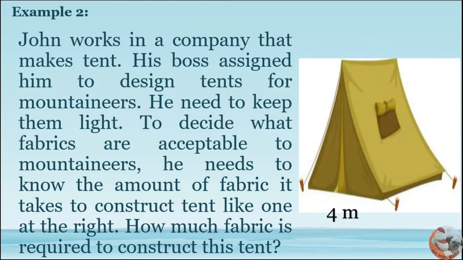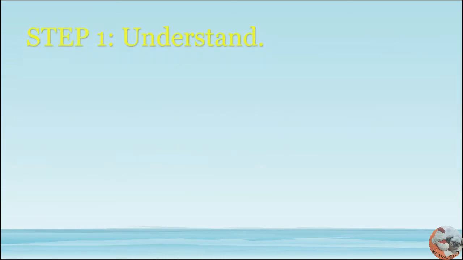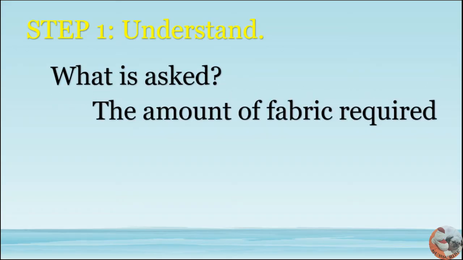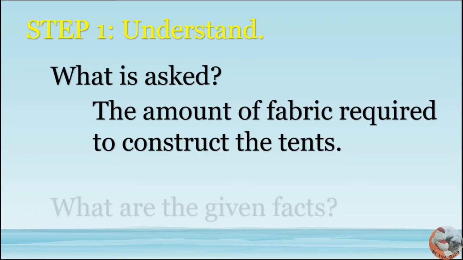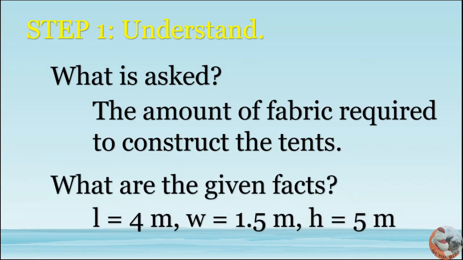The length is 4 meters. The height is 3 meters. And the width is 1.5 meters. Step 1. Understand. What is asked? The amount of fabric required to construct the tent. What are the given facts? Length is equal to 4 meters, width is equal to 1.5 meters, and height is equal to 3 meters.